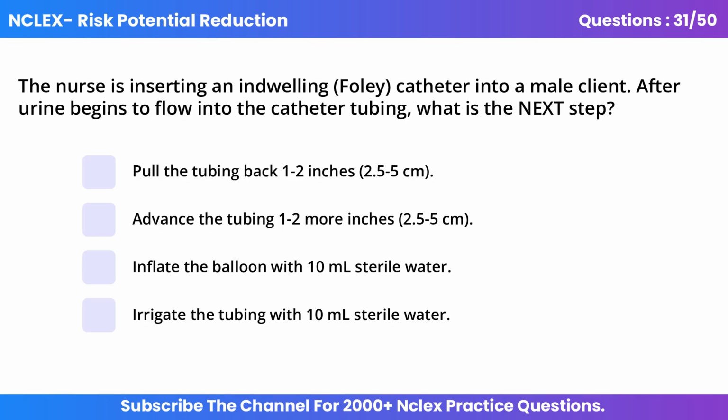Question 31. The nurse is inserting an indwelling, Foley, catheter into a male client. After urine begins to flow into the catheter tubing, what is the next step?